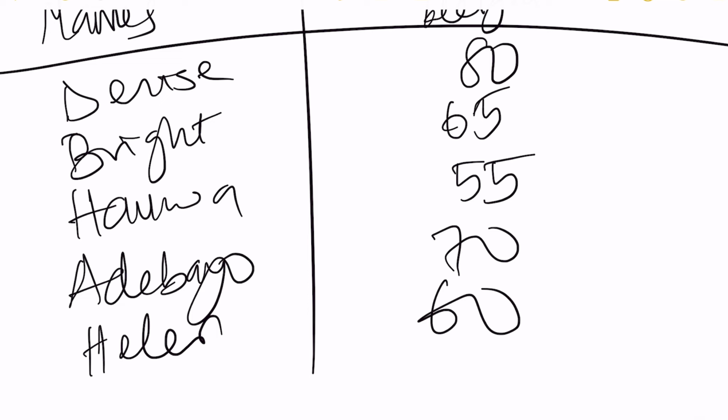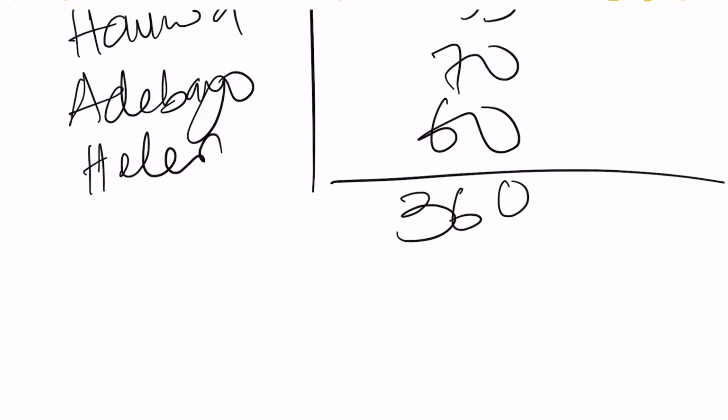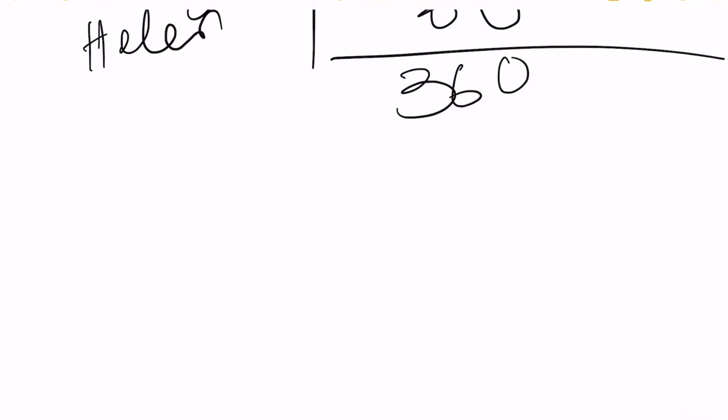Now, let's illustrate this in a pie chart. Adding this together, we have 5, 0, 1; this is 9, we have 15, we have 20, we have 27, and we have 36. So we have it to be 360.